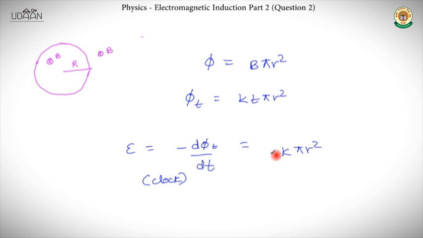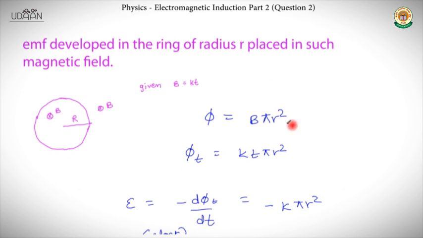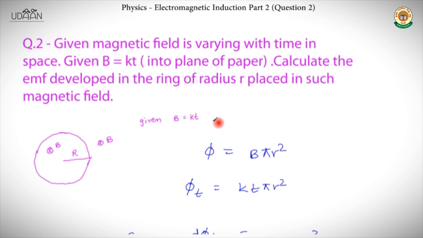So basically we see that this was another simple question. The catch here was that the flux in this case is not constant. It varies with time, and we should know how to solve such questions, and it was basically a conceptual question. So this was question number 2.